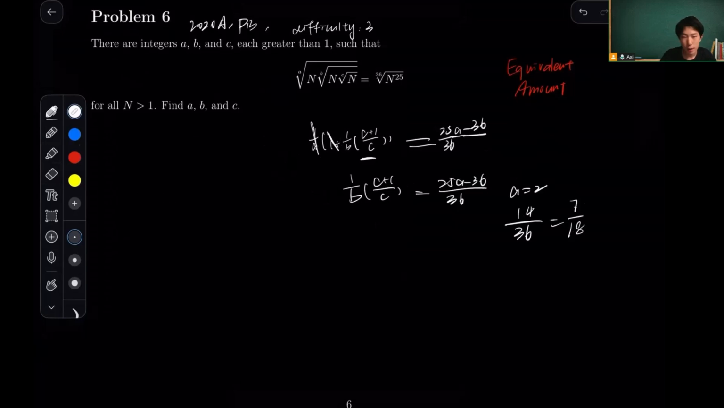However, recall that c plus 1 over c must be what is left when we multiply both sides by b. So it is quite obvious that the numerator should be 6, so b must be 3. That means the answer is the triple (2, 3, 6), and in this case, c is equal to 6.